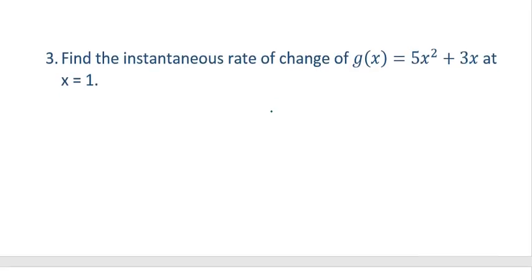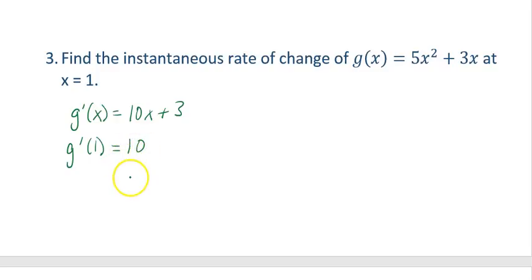So let's try another one. Instantaneous rate of change of g of x, this function here, at 1. So again, instantaneous rate of change means I'm finding the derivative. So I have 10x plus 3, a little bit more complicated than last time. Plug in 1.